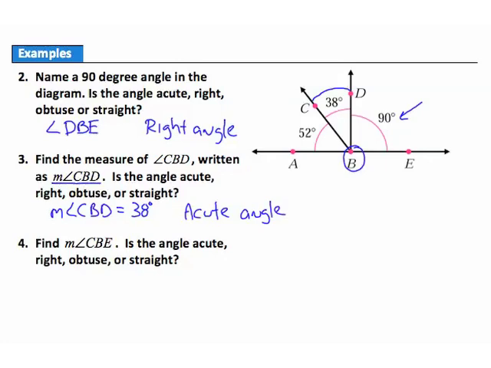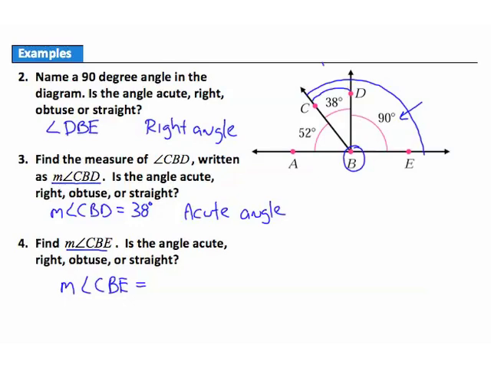Example 4. Find the measure of angle CBE. Is this angle acute, right, obtuse, or straight? Well, let's start with the measure of angle CBE. Taking a look over here at our diagram, we're going to start at C, go down to B, and then over to E. So that makes this larger angle right here, all the way across. Well, to find the measure of angle CBE, we are going to need to add these two angles together.